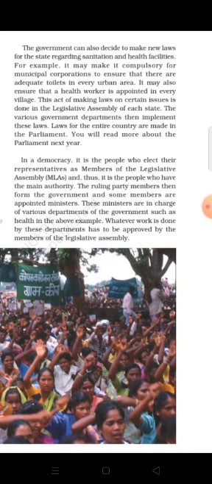The government can also decide to make new laws for the state regarding sanitation and health facilities. For example, it can make it compulsory for the municipal corporation to ensure that there are adequate toilets in every urban area.